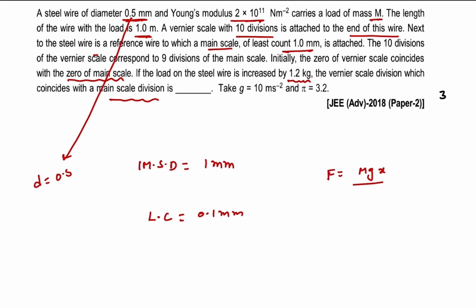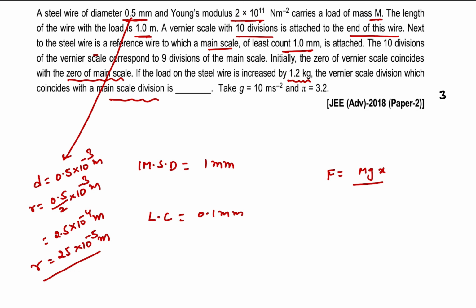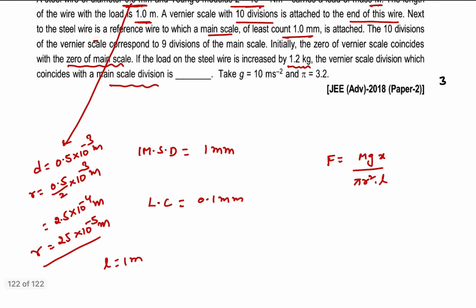So you can see the diameter is 0.5 into 10 to the power of minus 3 meters. Radius is equal to 0.5 divided by 2 into 10 to the power of minus 3 meters. So we can write 5 by 2 is 2.5 into 10 to the power of minus 4 meters, otherwise 25 into 10 to the power of minus 5 meters. This is the radius. And now you can write pi into r square, and the length L. What is the length value? They have given 1 meter.